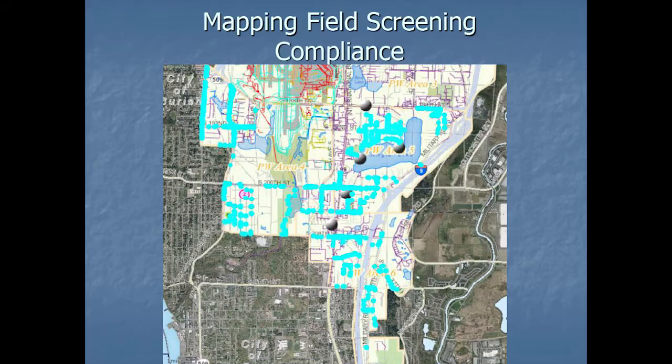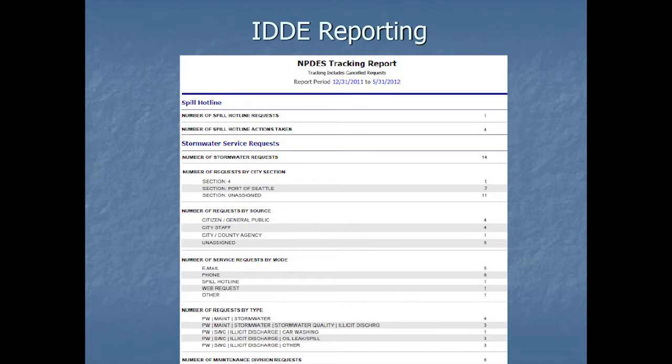The other beauty of the system is being able to map your compliance. So this is a map that we printed out last year after one year's worth of dry weather field screening under the new permit. We were able to field screen over 30% of our MS4 in one season. And so the light blue areas are areas we've already done. The purple areas are existing MS4 that remains. And this is the southern half of the city. Here's an example of what our IDDE report looks like.